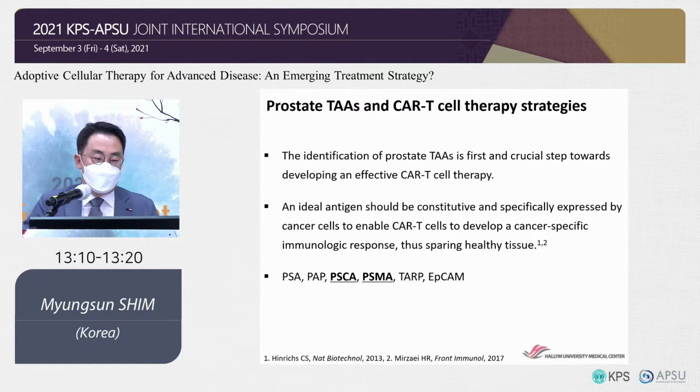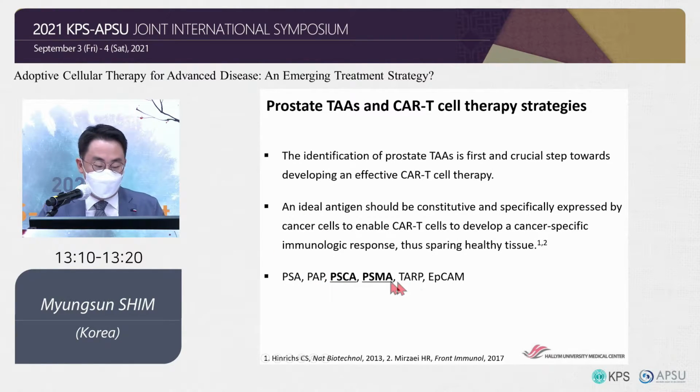There are several well-known prostate-associated antigens and well-known strategies for CAR T cells. Most of all, the identification of the prostate antigen is the most important step to develop an effective CAR T cell therapy. An ideal antigen should be specifically expressed by cancer cells so that it can make CAR T cells develop a cancer-specific response and thereby spare healthy tissues.